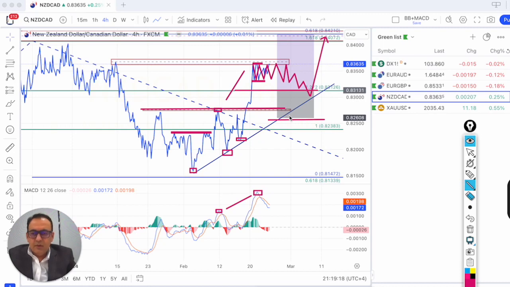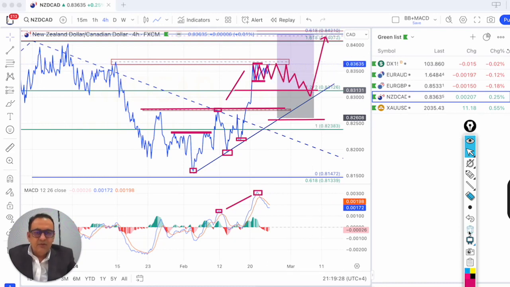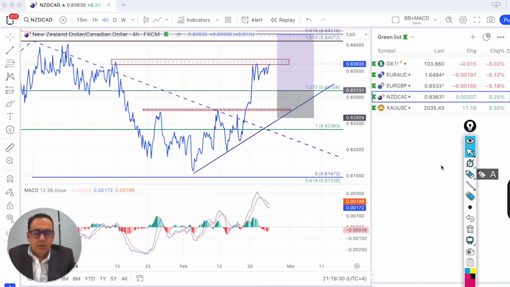So I have taken the stop loss slightly lower with this target, and we are easily making 2 times reward here. So the risk to reward ratio is favorable, and the plan is to look for short-term buying opportunity only.